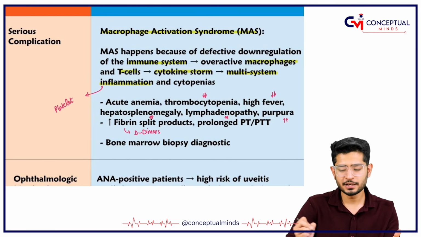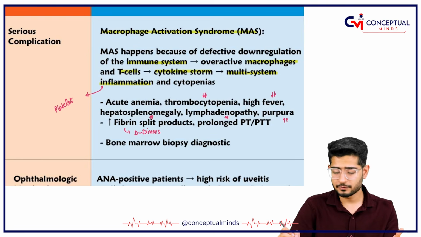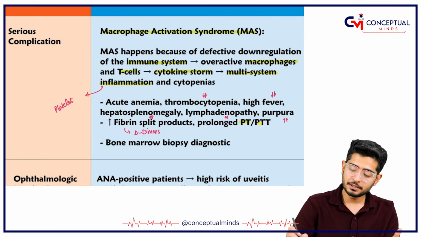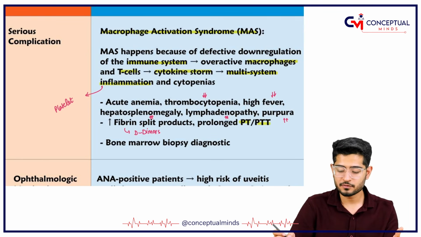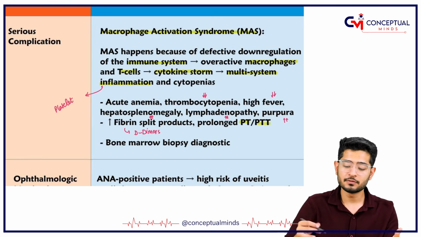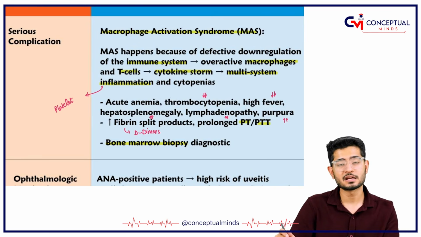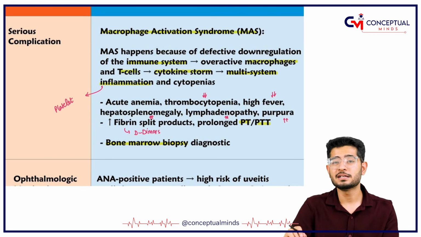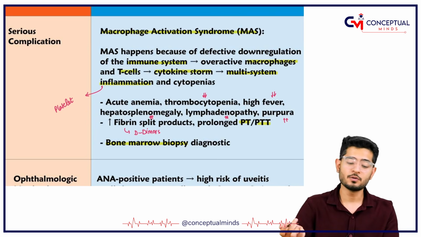The fibrin split products like D dimers are also going to be very high. D dimers are just a marker of inflammation. PTT is going to increase because there is no sufficient amount of platelets, and we will do a bone marrow biopsy in this case to see a lot of active T cell proliferation.